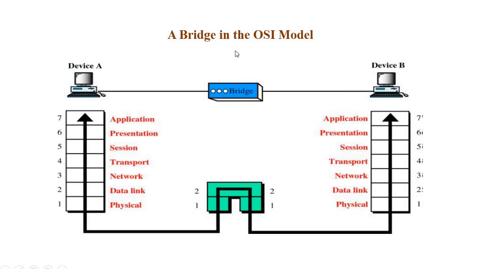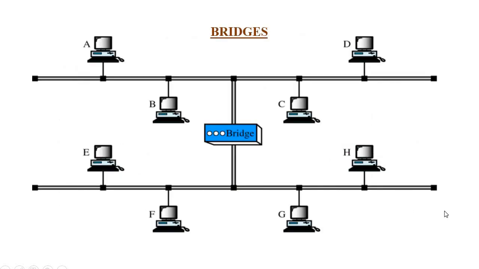So that is a diagram for bridges, a bridge in the OSI model. Device A and device B are connected by the bridge. The bridges are working on the first two layers of the OSI model. The first layer is the physical layer and the second one is the data link layer. So that is a diagram. It is connecting two different LANs.